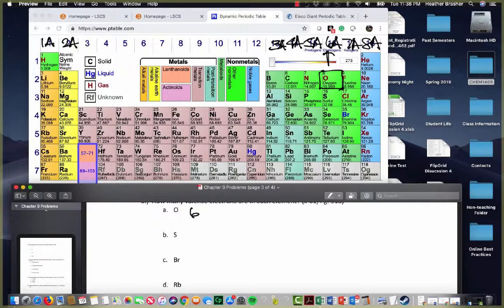S for sulfur is right underneath it, right? So that's 6. Bromine, down here, you can look, it's 7. And over here, rubidium is here, so it's 1. So you can go through and do the electron configuration to figure these out, or you can do it really quickly by using these numbers at the top.